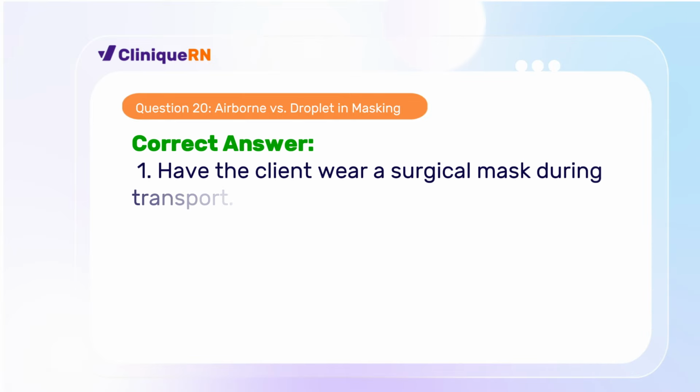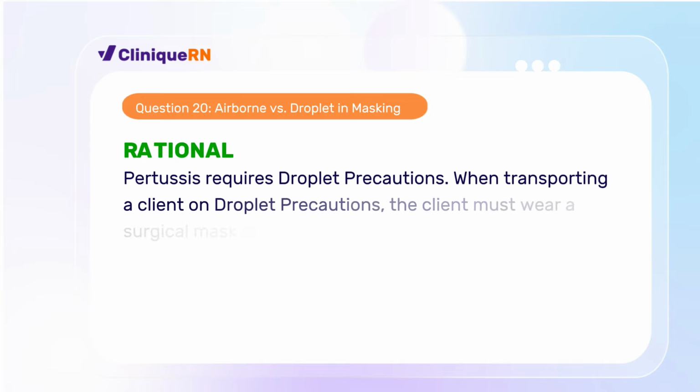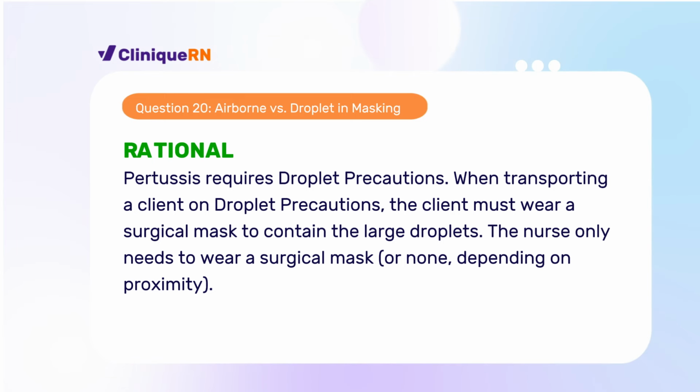The correct answer is 1. Have the client wear a surgical mask during transport. Rationale. Pertussis requires droplet precautions. When transporting a client on droplet precautions, the client must wear a surgical mask to contain the large droplets. The nurse only needs to wear a surgical mask or none, depending on proximity.